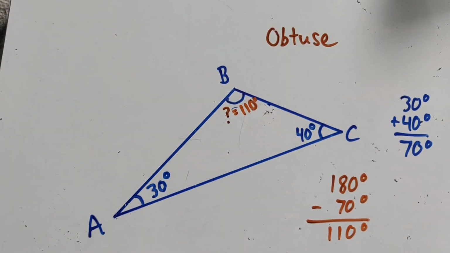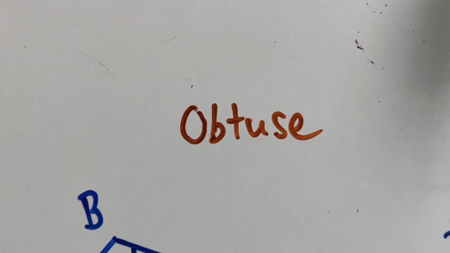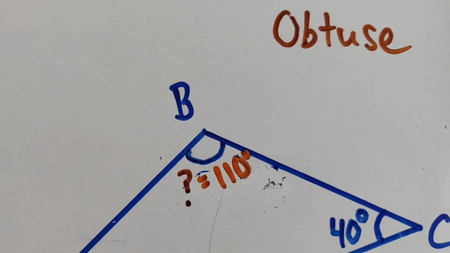So triangle ABC is an obtuse triangle because it has an obtuse angle.